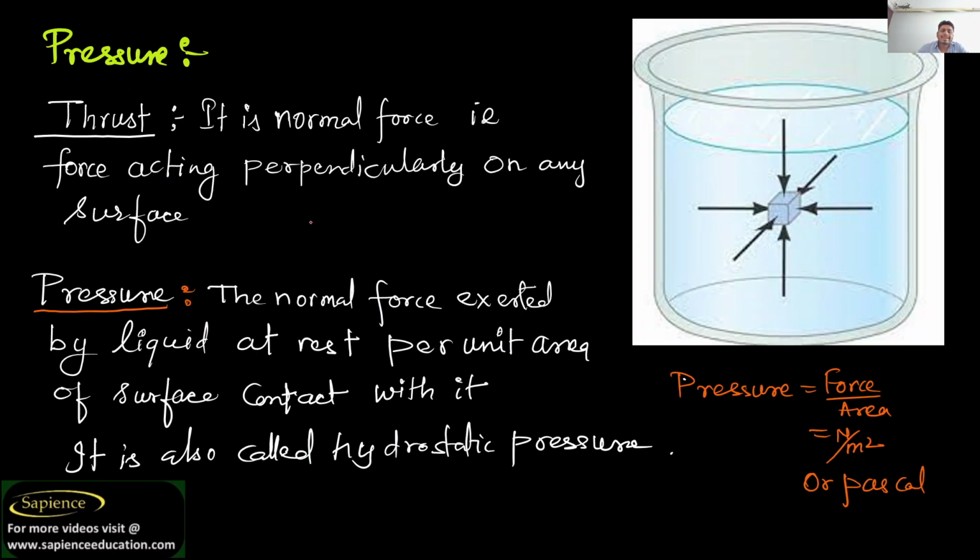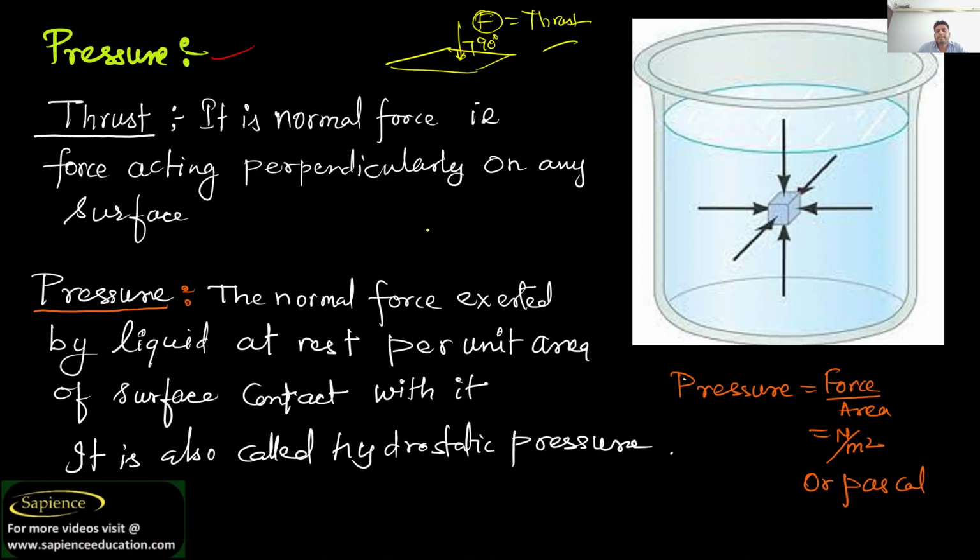Next is pressure. What is pressure? First, you need to know thrust. It is the normal force, or force acting perpendicular to any surface. For example, there is a surface, and when a force is acting perpendicularly, at 90 degrees, this type of force is called thrust.